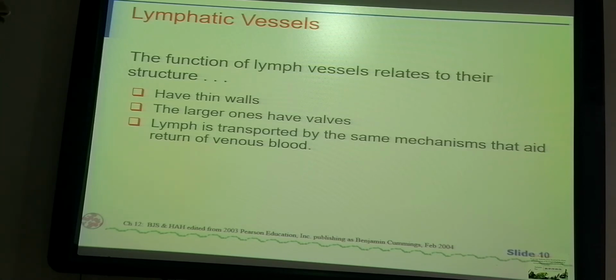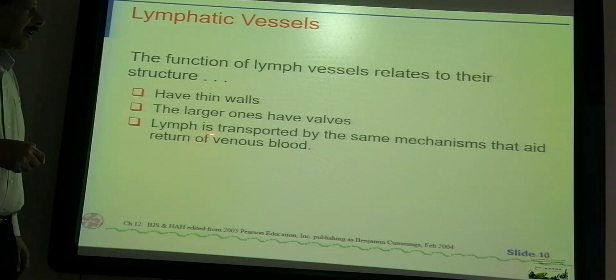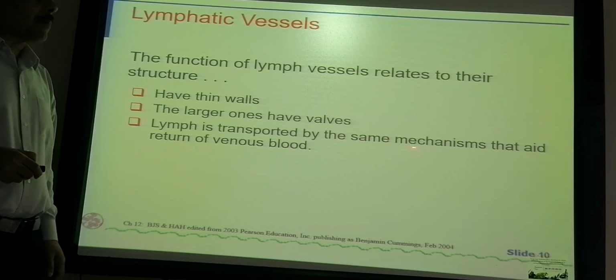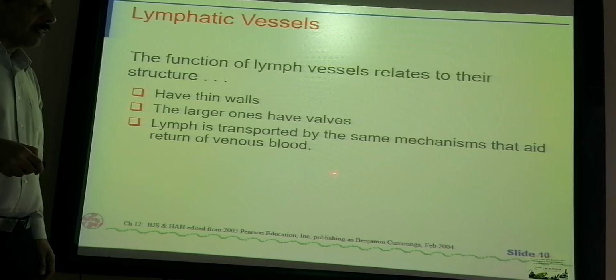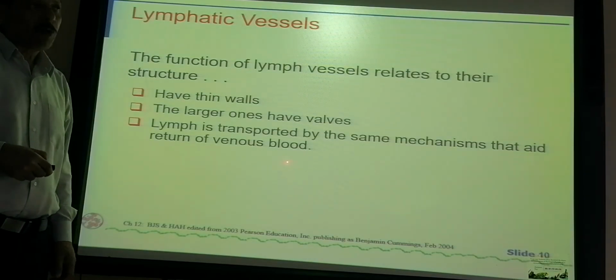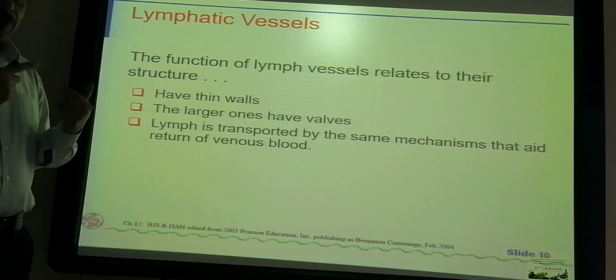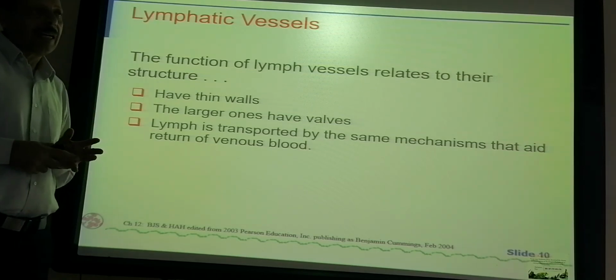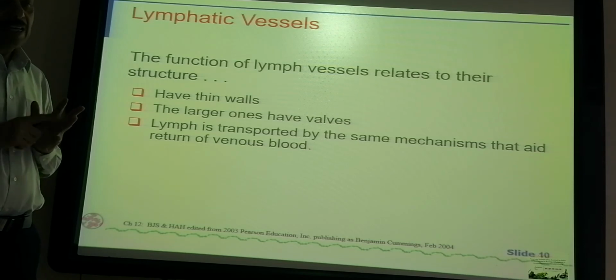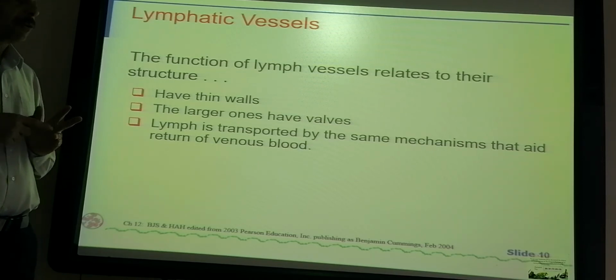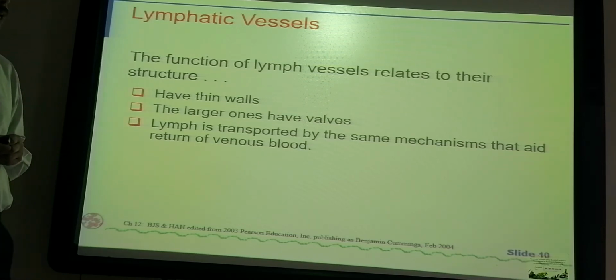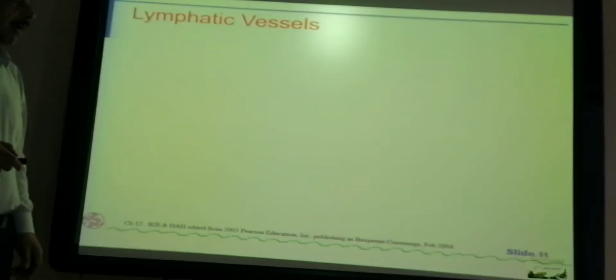So the lymph is transported by the same mechanism as the return of venous blood, as we said. If you remember the venous return, the vein has valves, and also there is the muscular action, a muscular pump, and also the respiratory pump.